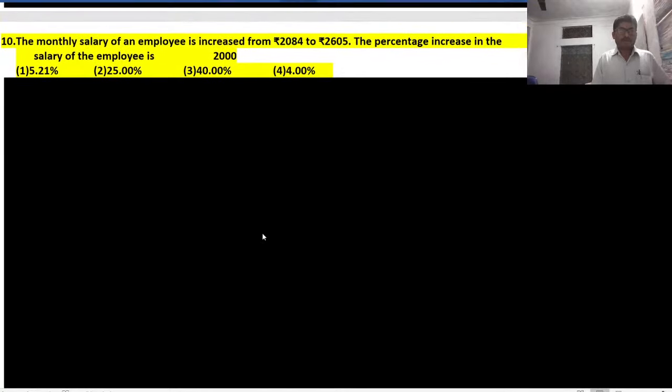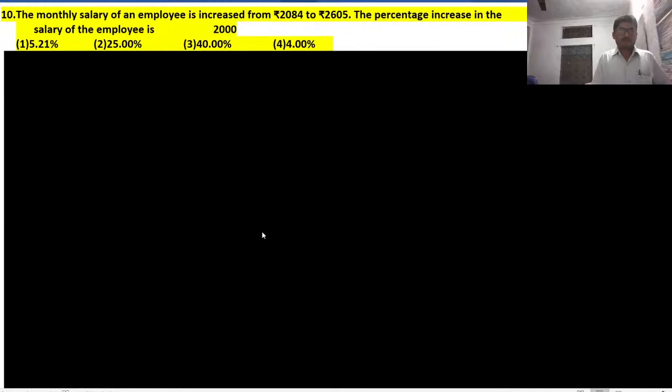Question number 10. The monthly salary of an employee is increased from 2084 rupees to 2605. What is the percentage increase in the salary of the employee?